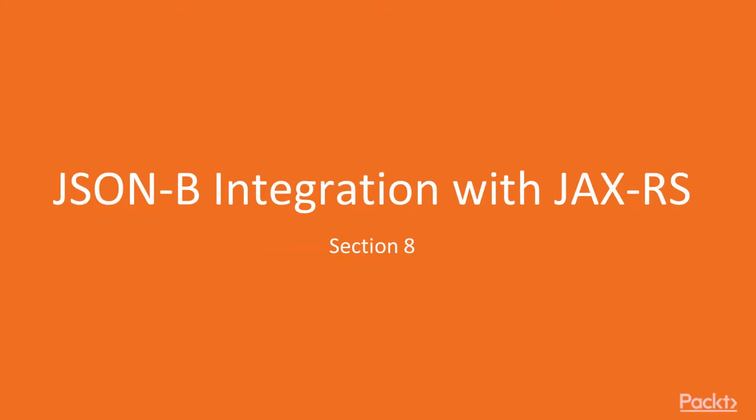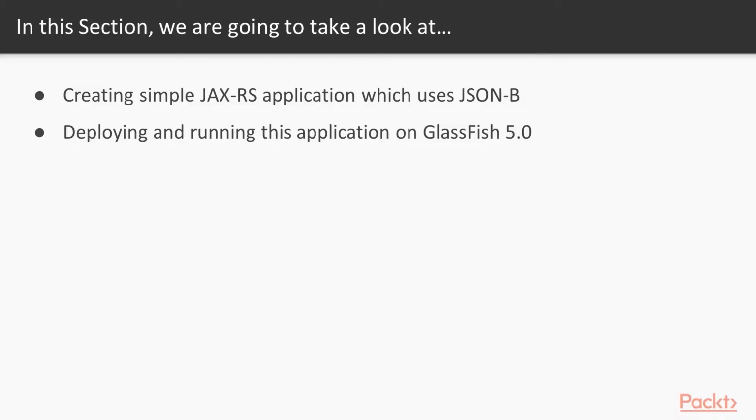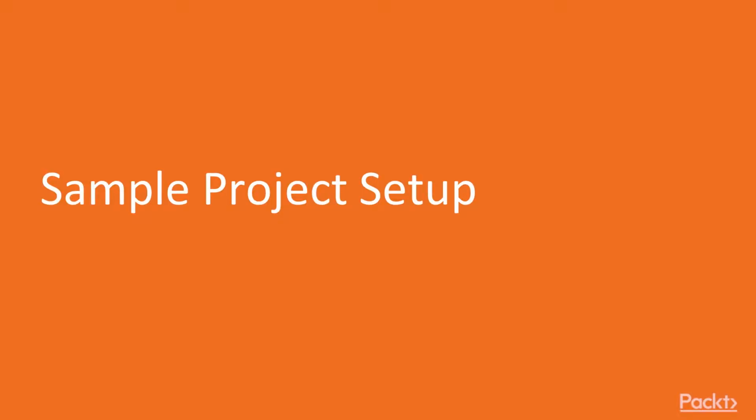This is section 8 of JSON in Java Enterprise Edition 8 hands-on training, JSON-B integration with JAX-RS. In this section, we are going to create a simple JAX-RS application which uses JSON-B, deploy and run it on Glassfish 5 application server, and demonstrate how JSON-B is integrated with JAX-RS. Let's get started. And this is the first video of this section, sample project setup.